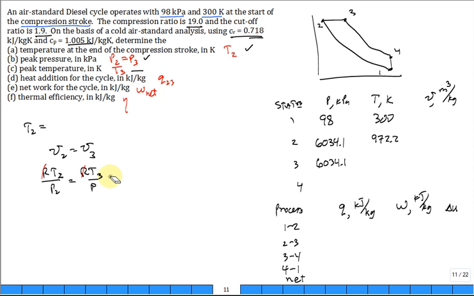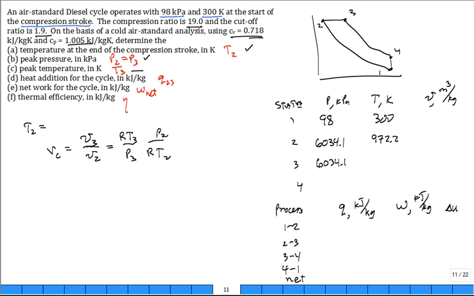Start over again, Professor. Do this one. What is the cutoff ratio, R sub C? It is equal to V sub 3 divided by V sub 2, right? Now use the ideal gas equation, RT3 divided by P3, RT2 divided by P2, cancel the R's, cancel the P's because the pressures are the same, and we find that T3 is equal to the cutoff ratio times T2. And so that temperature jumps to 1847.2.